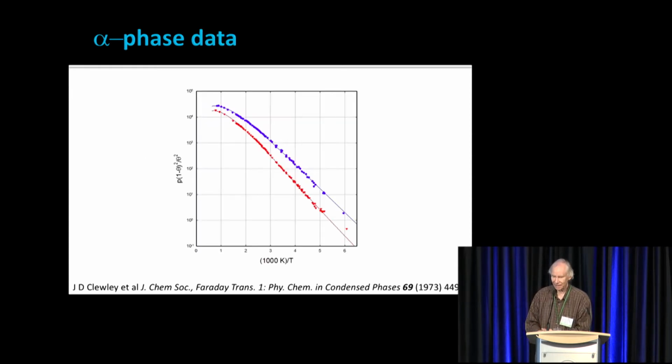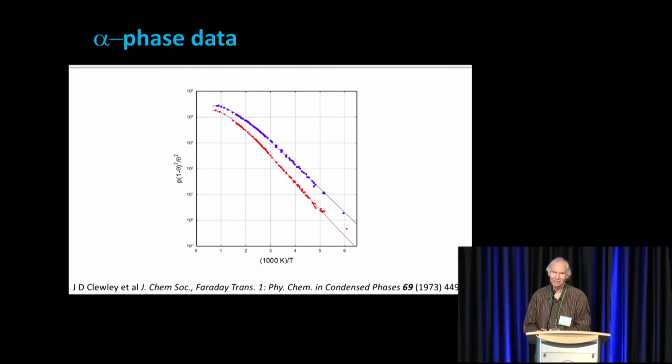So if you look at the data from Clewley et al. back in 1973, which I'm of the opinion is an extremely important data set. It's data for palladium hydride in red and palladium deuteride in blue. At large values of 1000 K over T, which corresponds to low temperatures, you see straight lines forming. And at high values of pressure times (1 minus loading) squared and so forth, the curves tend to roll over. So they're deviating from straight lines.